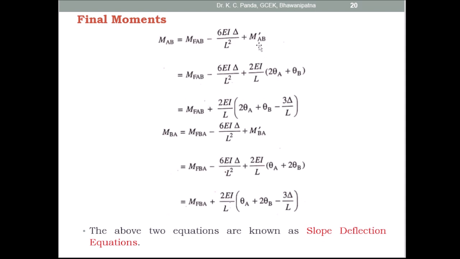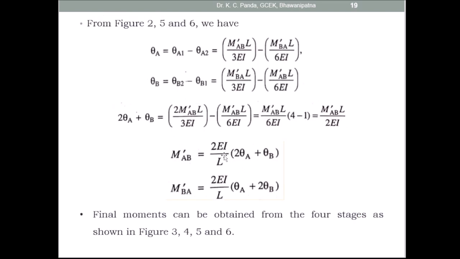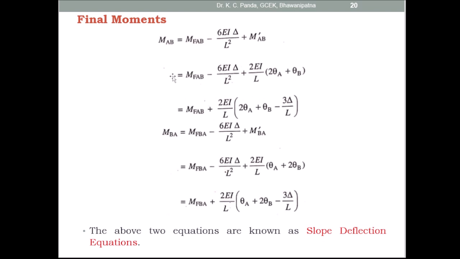and this is the rotational moment M dash AB. So MAB is equal to MFAB minus 6EI delta by L square. Here you got M dash AB is equal to 2EI by L, 2 theta A plus theta B, so just you put it here. So MAB is equal to MFAB minus 6EI delta by L square plus 2EI by L, 2 theta A plus theta B. Then after simplification, MAB is equal to MFAB plus 2EI by L, 2 theta A plus theta B minus 3 delta by L.